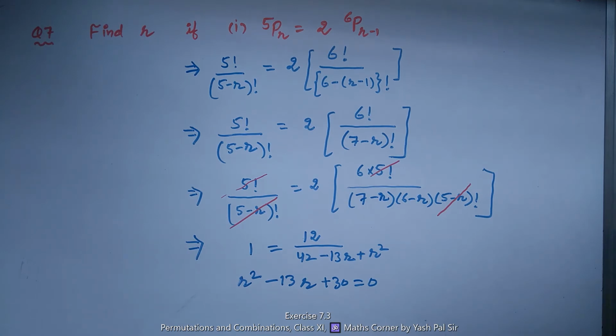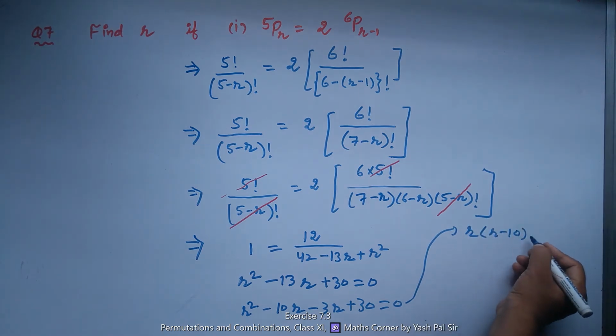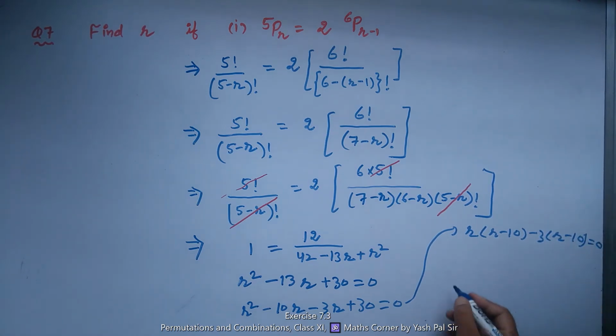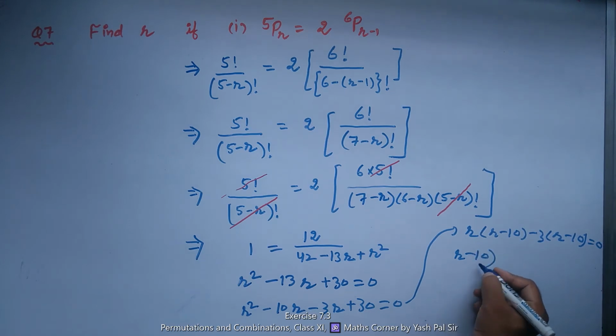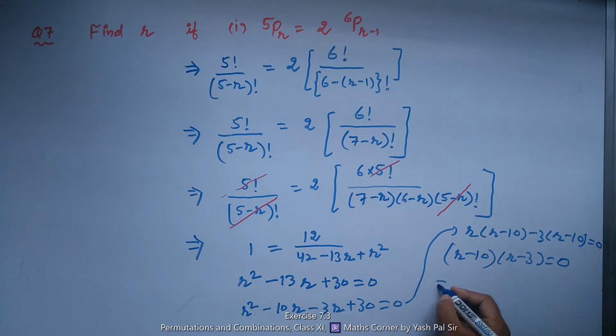So making the factors this way, we have r square minus 10r minus 3r plus 30 equal to 0. That means r is common: r(r minus 10) minus 3(r minus 10) is equal to 0. That is (r minus 10) into (r minus 3) equal to 0. So this way we have the value of r is 3 or 10.